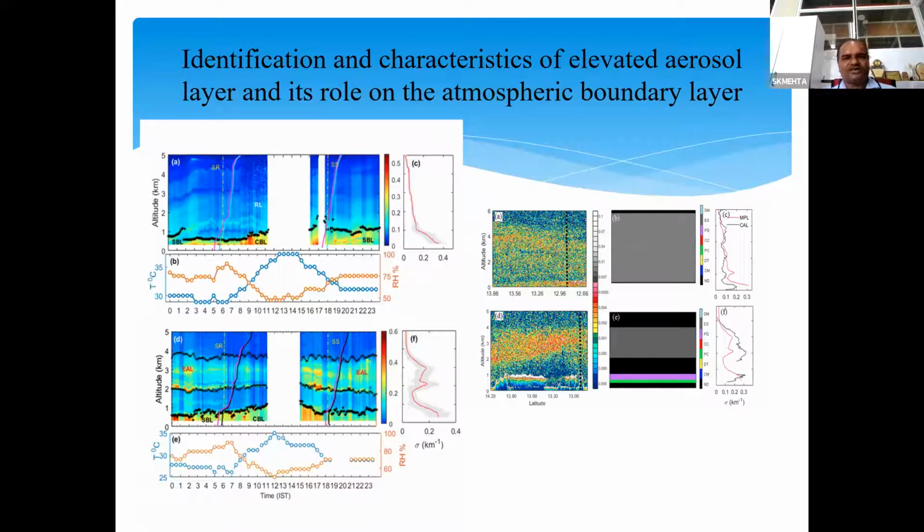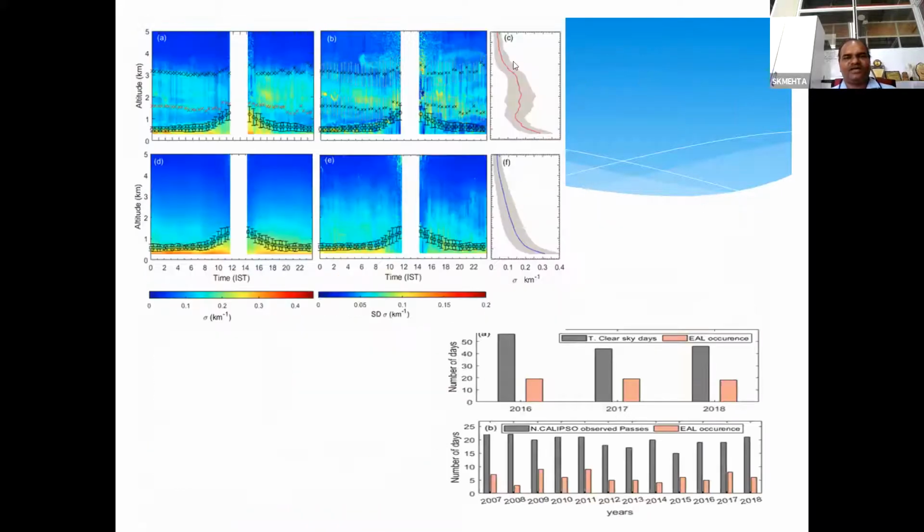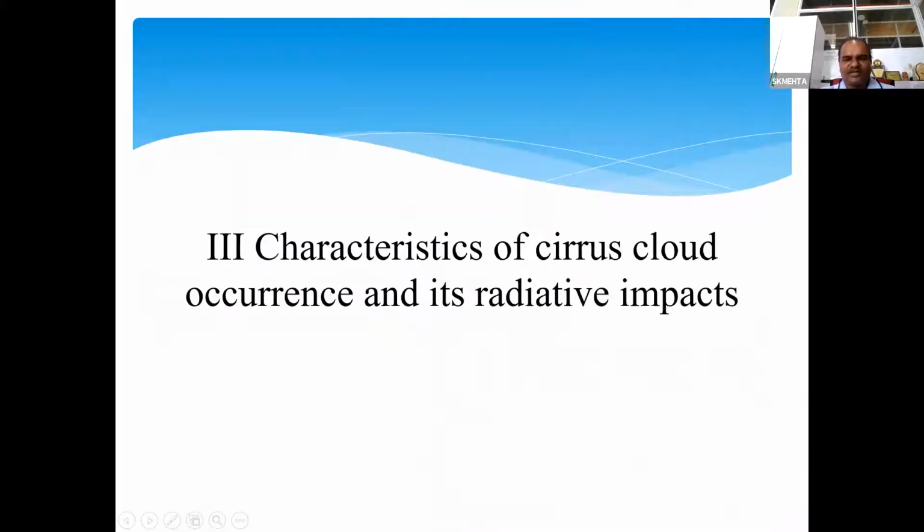So here I am just showing the mean. You can see the clear sky profile and how the profile looks when the elevated aerosol layers are there. Also, the total observation is shown here for the 3 years, and from the CALIOP, 2007 to 2018, we have shown here. So I'm not showing the complete result here, but that's what we have done.